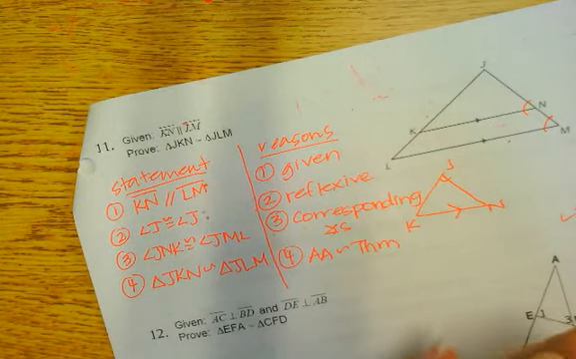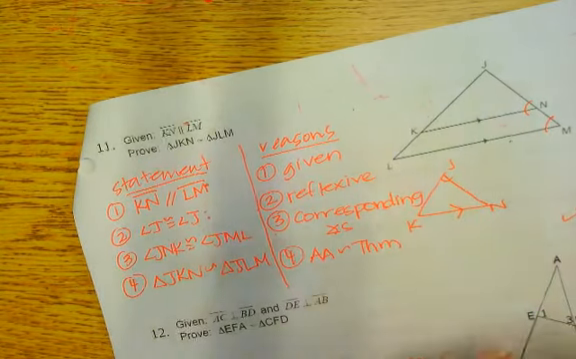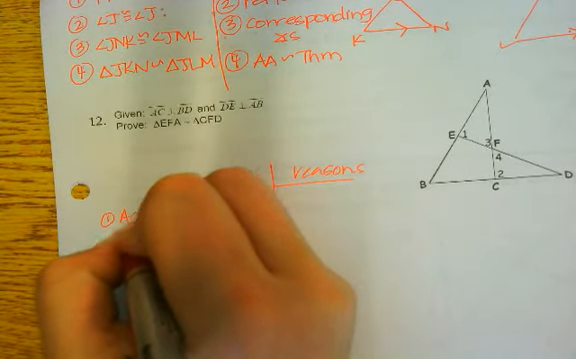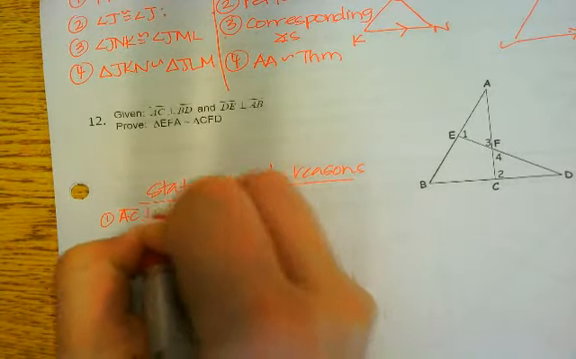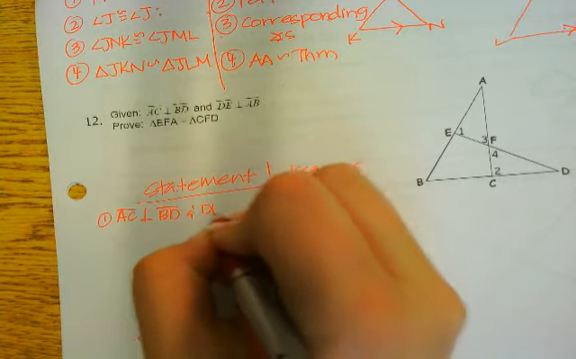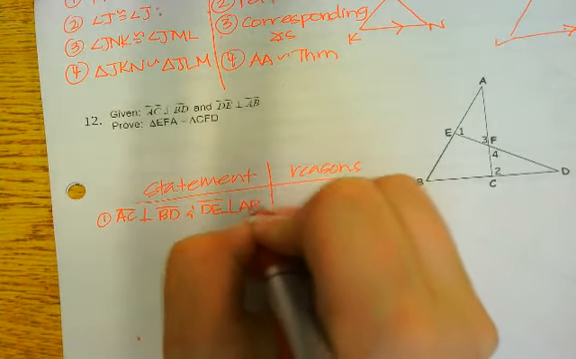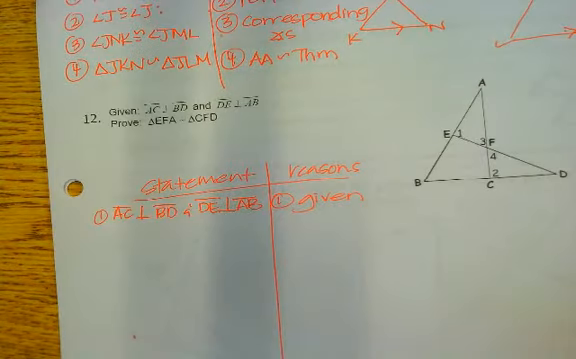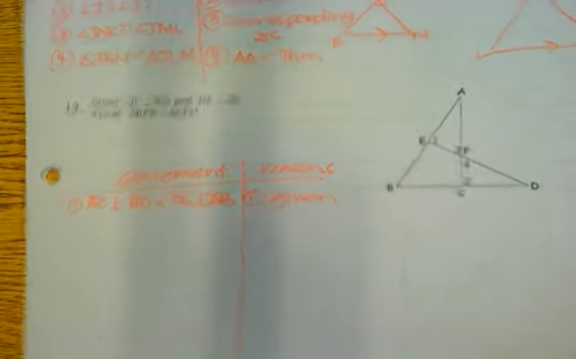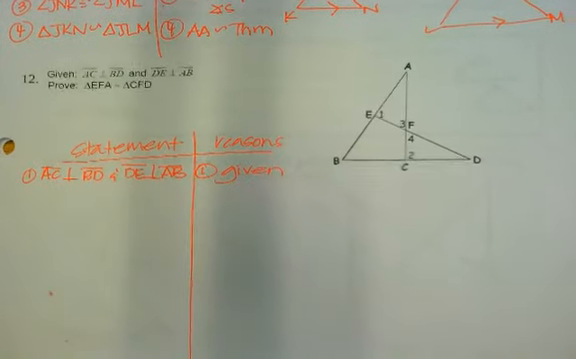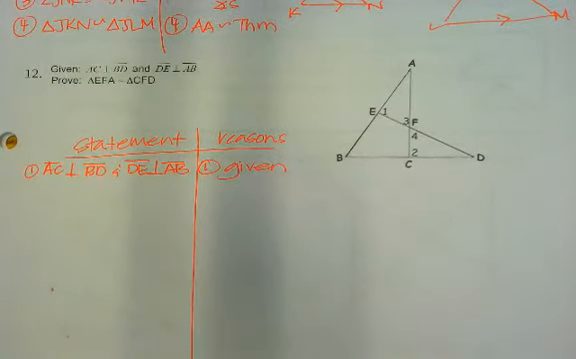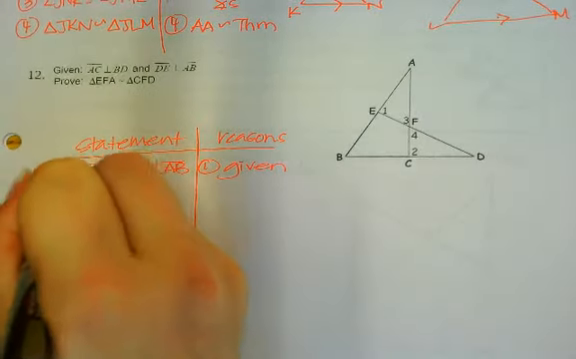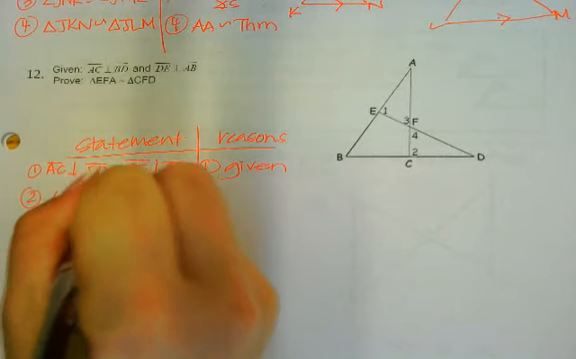Statements, reasons. Okay, what goes in number 1? Given. So AC is perpendicular to BD, and DE is perpendicular to AB, and that is because it is given. Okay, before we tear apart our triangles, what else do you know? Angle 3 is congruent to angle 4. Why? Because they're vertical. Vertical angles.